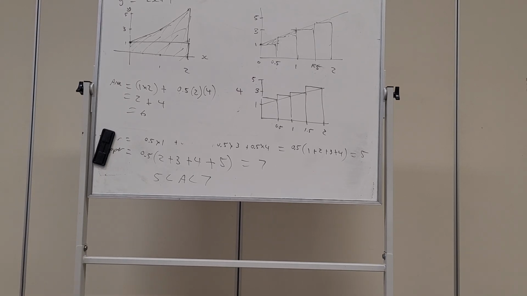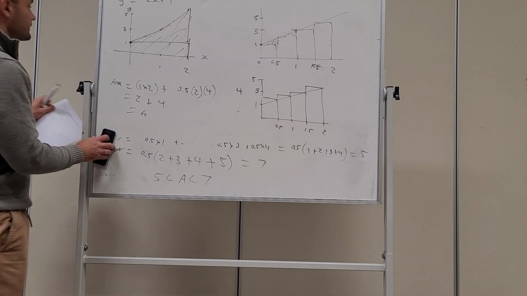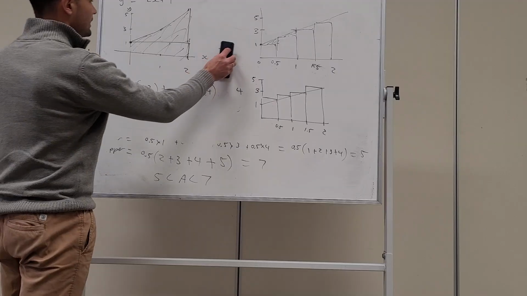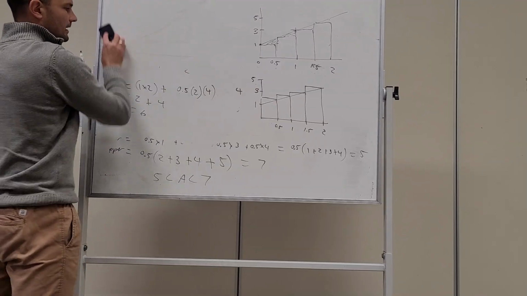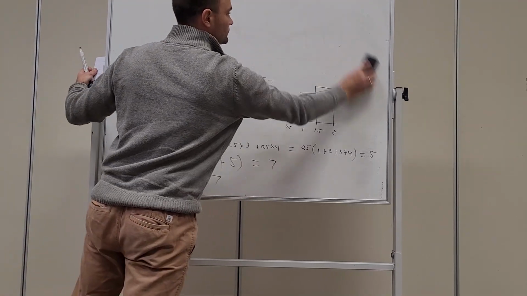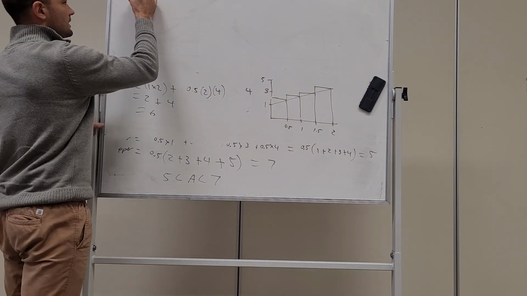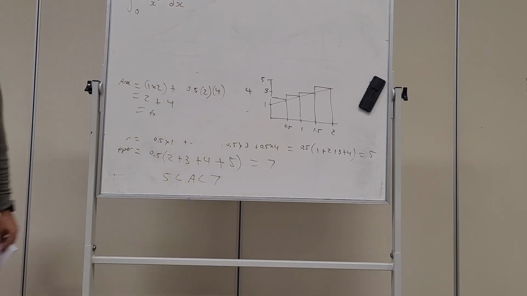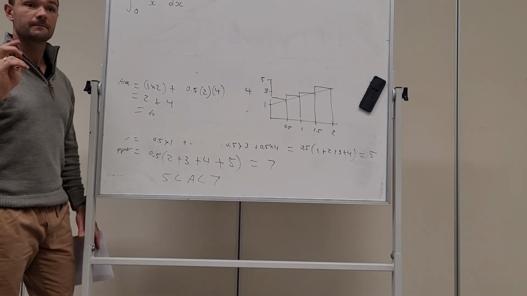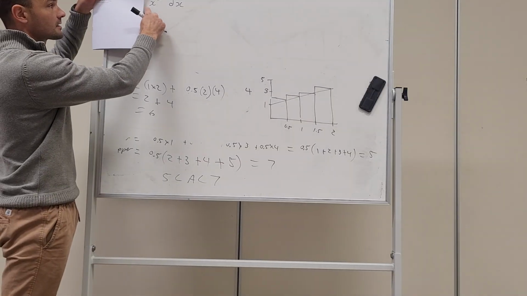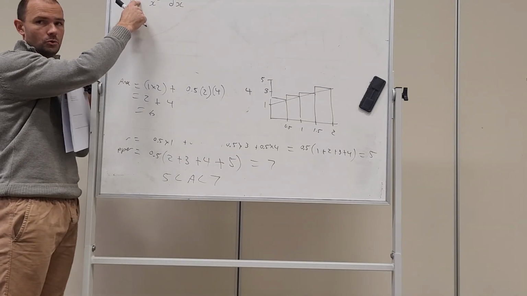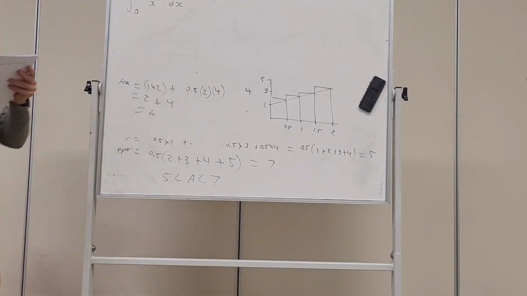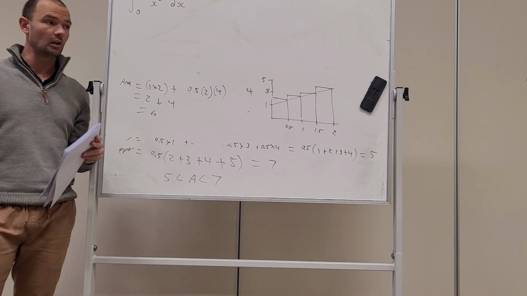Alright, so let's go to number 2 then. Find the integral from 0 to 2 of x squared. And we'll talk about what this is going to mean for us. Okay, so the question says, for now, all this is going to mean for us is find the area under the function x squared from 0 to 2, and we're told using 2 upper and 2 lower rectangles.